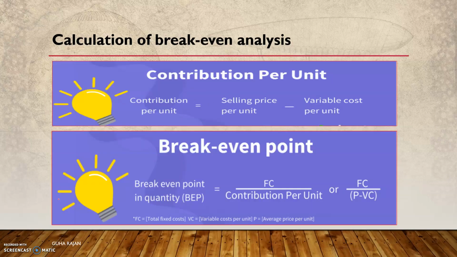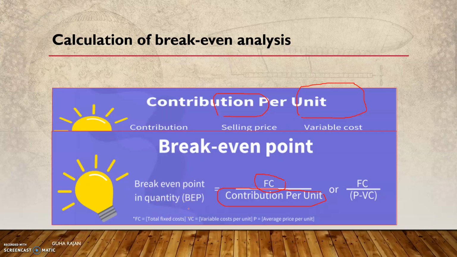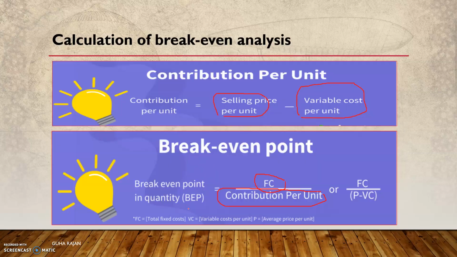So this is the formula you have. One is the contribution, which is selling price per unit minus the variable cost. That is the contribution per unit, that is for 1 unit. And finally, the break even is fixed cost divided by the contribution per unit, which will give you the break-even number in quantity. We look at that with an example.